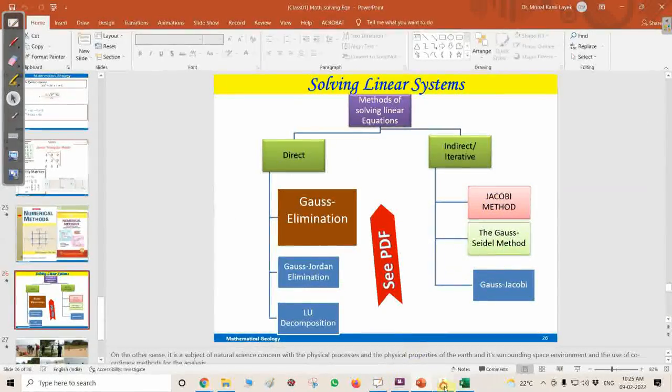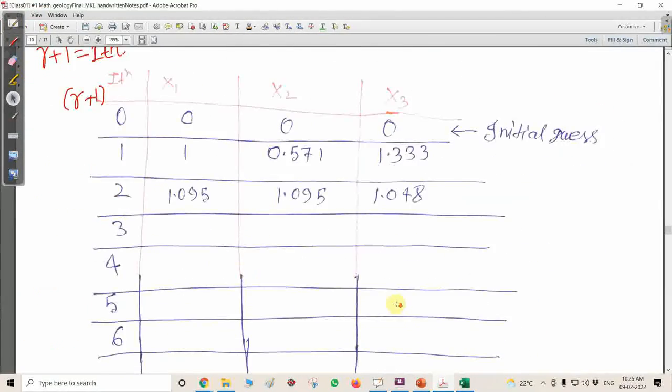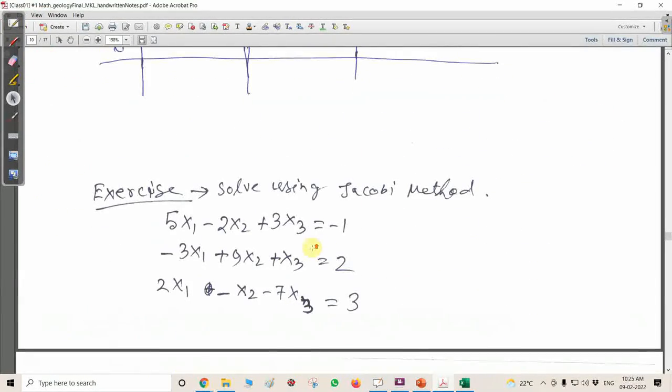Now, solve this problem. Solve using Jacobi method. And in your next class, I'll be solving this with the Gauss-Seidel method. So solve this one. 5x1 minus 2x2 plus 3x3. What I told you, you have to find the diagonal dominant condition. Means you will be considering the magnitude, not plus minus. So you will be seeing whose magnitude is correct diagonally. So this is already arranged.